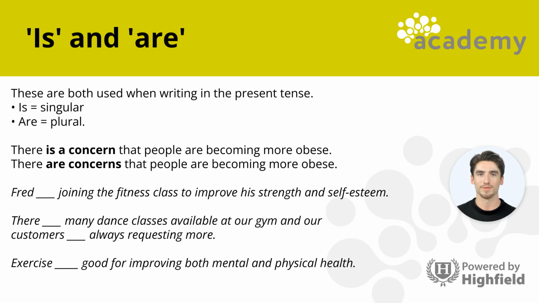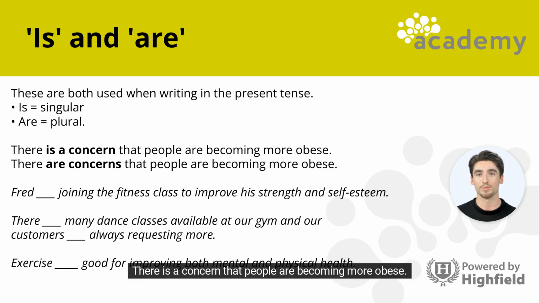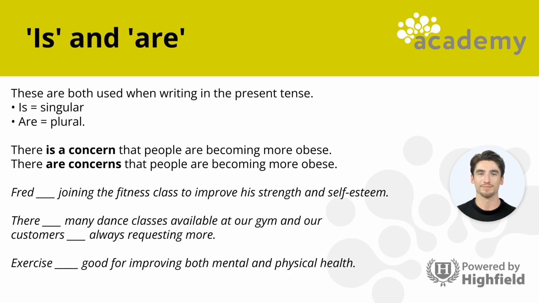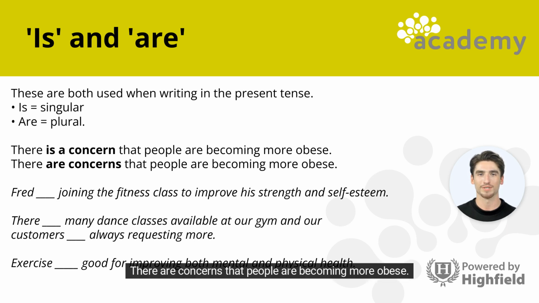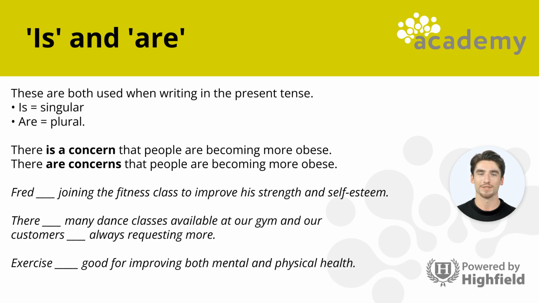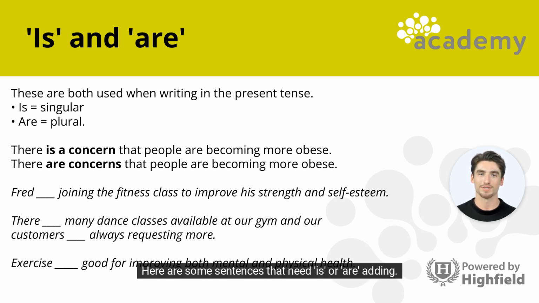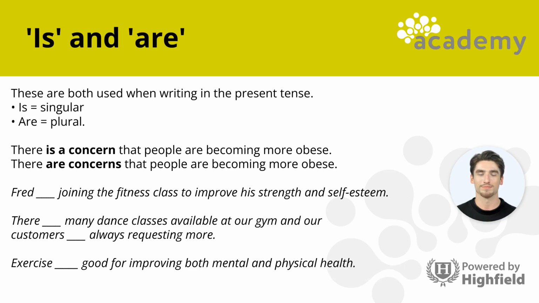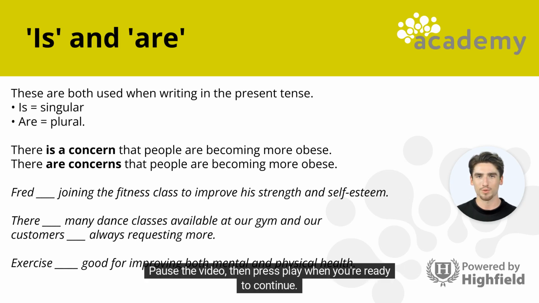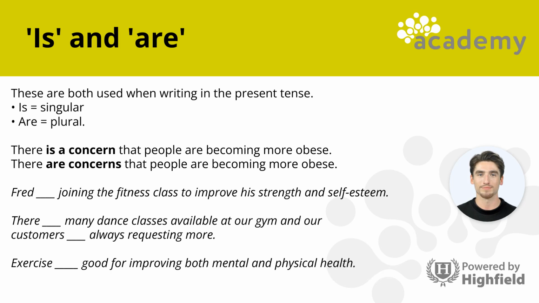For example, there is a concern that people are becoming more obese. In this sentence, there is one concern. Therefore, we use is. There are concerns that people are becoming more obese. In this sentence, there is more than one or multiple concerns. Therefore, are is used. Here are some sentences that need is or are adding. Pause the video, then press play when you're ready to continue.